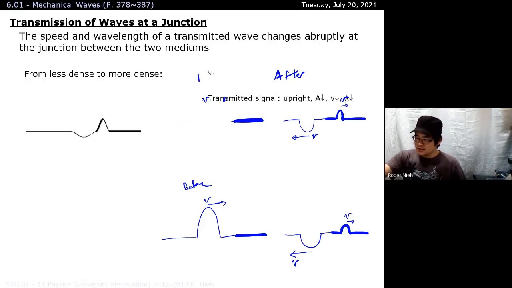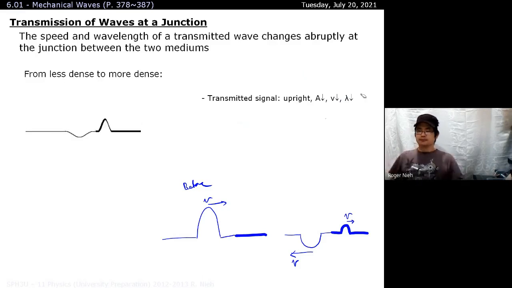Okay, so what's in the text? Here you go. The transmitted signal still remains upright. That is true. Okay, if you take a look at it, the transmitted signal is still upright. The speed has decreased. That's why V goes down. And lastly, the wavelength. If you take a look at the wavelength in the animation here, let me just run it again. You can see that the before wavelength is much longer and the after wavelength is shorter. And I tried to represent that in the static diagram.